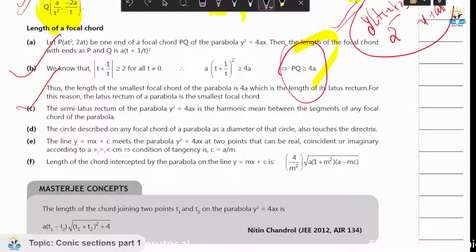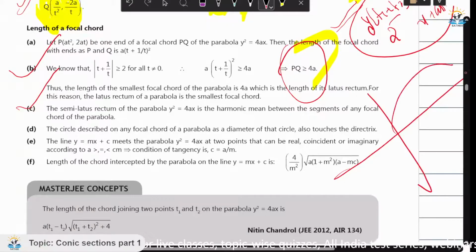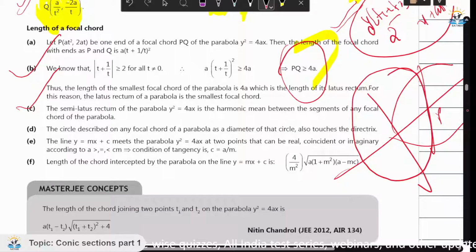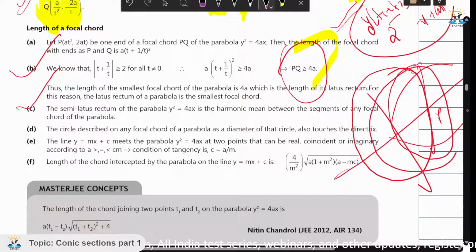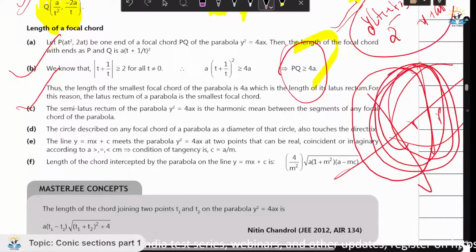Another theorem that we have is that the circle described on any focal chord of the parabola as the diameter also touches the directrix. Very interesting. If we have this kind of circle and this is the focal chord, then this is the diameter, so it would touch the directrix as well. You get my point.